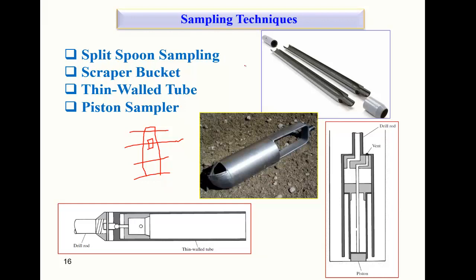It can be any of these 4, right? It can be a split spoon sampler, this one. It can be a scraper bucket, this one. It can be a thin wall tube, this one. It can be a piston sampler.